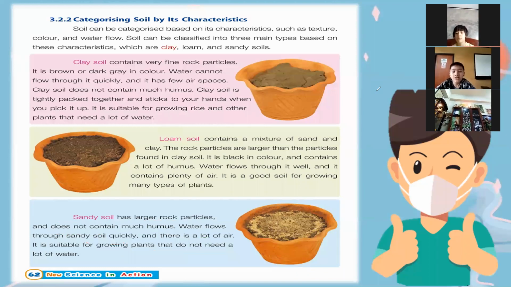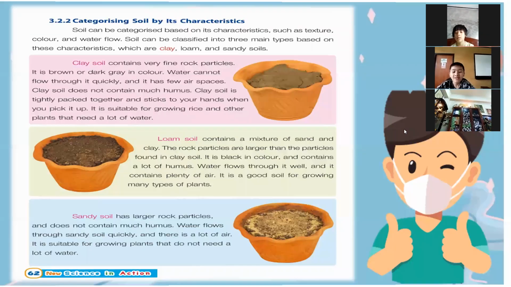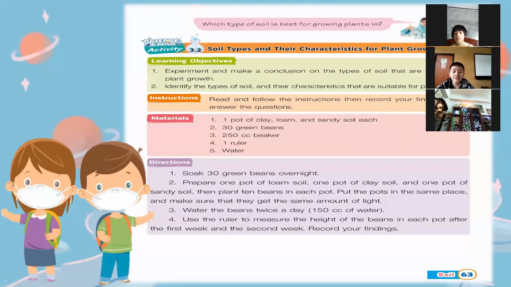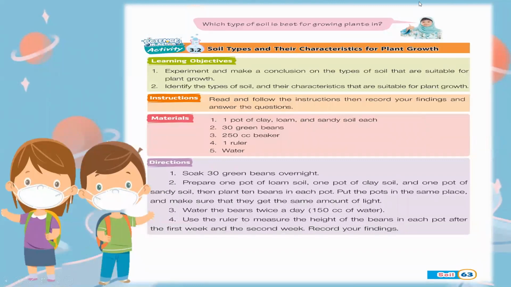All right. Now we are going to have a little bit of activity. The activity here is that we are going to use all these three types of soil, and we are going to grow beans in them. We are going to find out which soil is better for the growth of the beans.